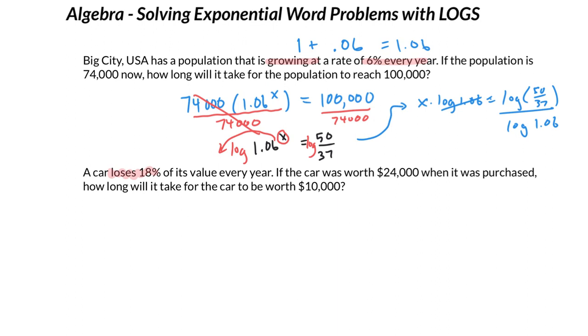Again, remember, we always start with 1. And in this case, we're losing 18%. So 0.82 is going to be our multiplier. So we have 24,000 to begin with, multiplied by 0.82 to the x power, and we want to know when that is 10,000. I'll begin by dividing both sides by 24,000.